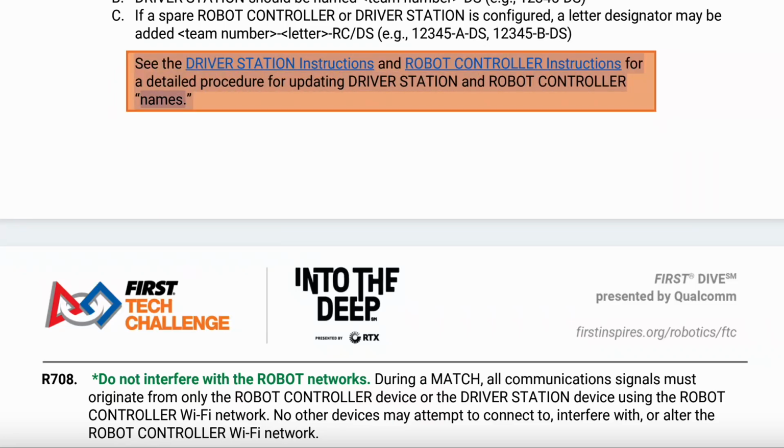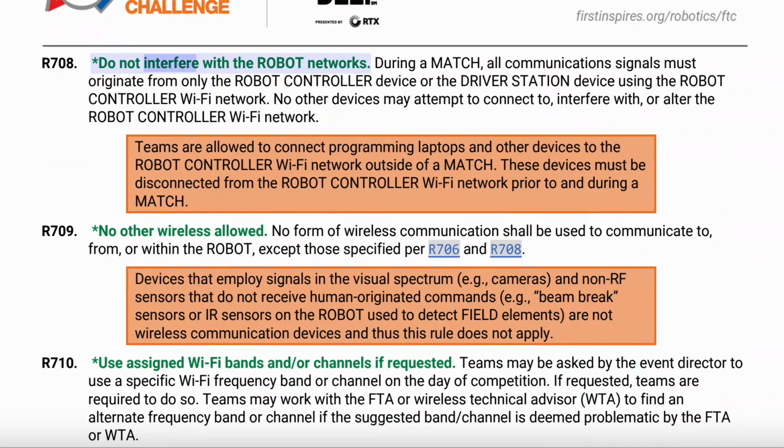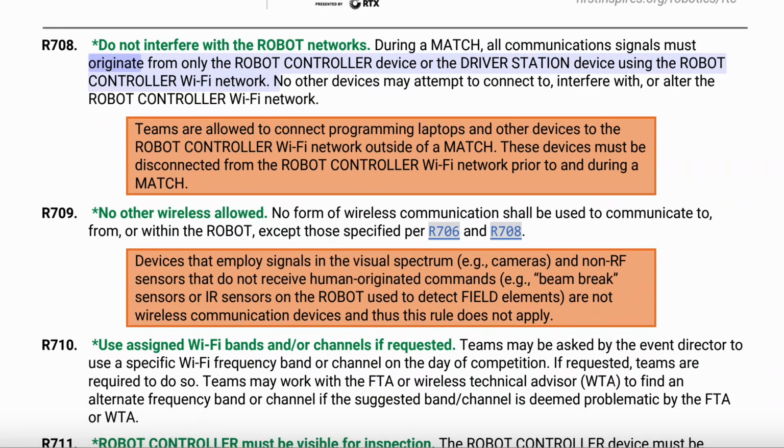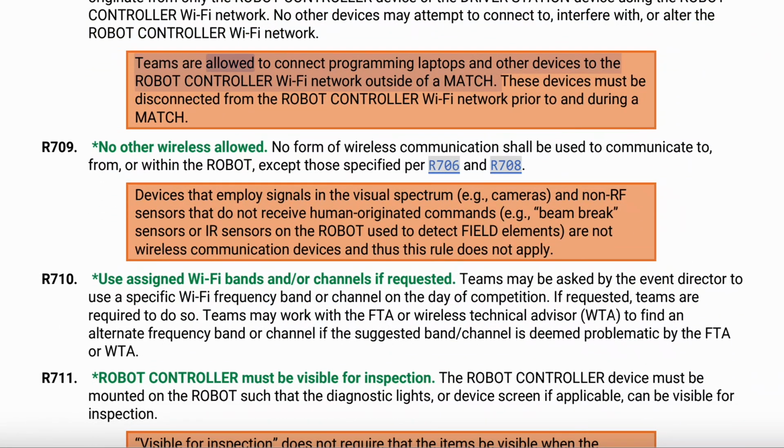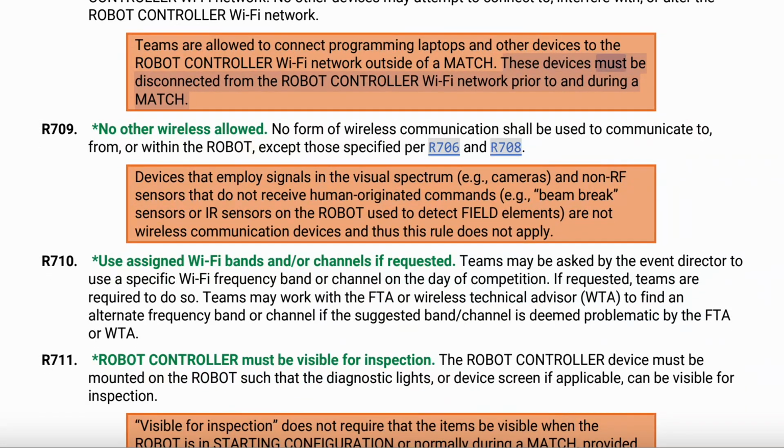R708. Do not interfere with the robot networks. During a match, all communication signals must originate from only the robot controller device or the driver station device using the robot controller Wi-Fi network. No other devices may attempt to connect to, interfere with, or alter the robot controller Wi-Fi network. Teams are allowed to connect programming laptops and other devices to the robot controller Wi-Fi network outside of a match. These devices must be disconnected from the robot controller Wi-Fi network prior to and during a match.